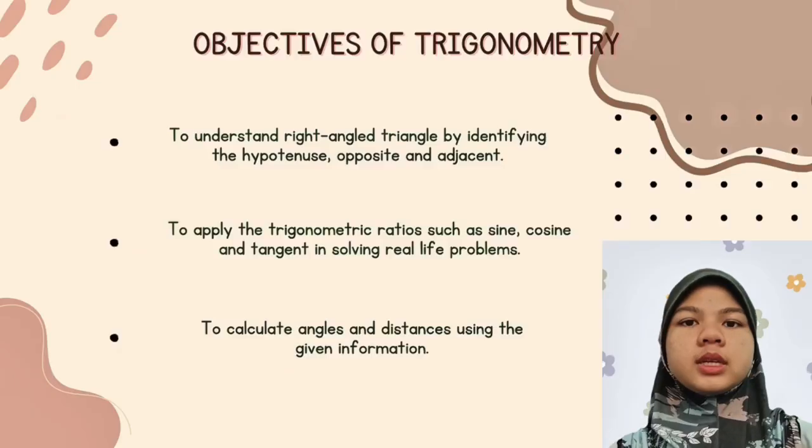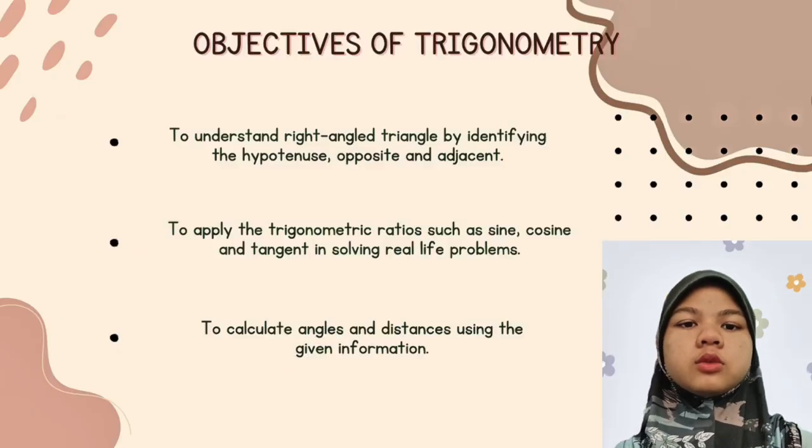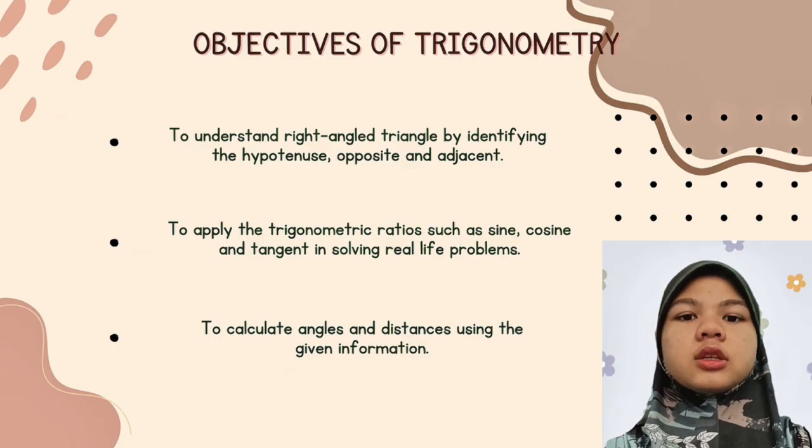01DEE25F1028. The objective of trigonometry is to understand right angle triangles by identifying the hypotenuse, opposite, and adjacent. Next, to apply the trigonometric ratios such as sine, cosine, and tangent to solve real-life problems. And the last objective is to calculate angles and distance using the given information.